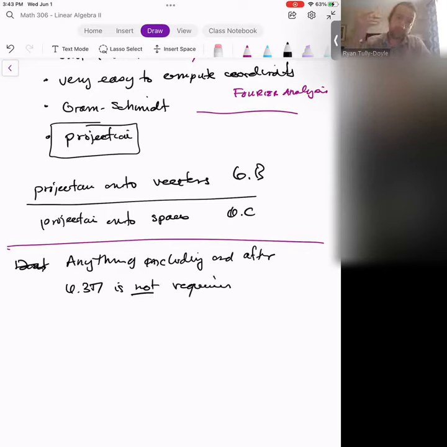So I'm not talking about upper triangular matrices. I'm not talking about Schur's theorem. I'm not talking about linear functionals. These are wonderful theorems, but they're not part of how I want the content of the course to be nice and tight at the end here. So I'm really focusing on orthogonality and orthogonal projections.